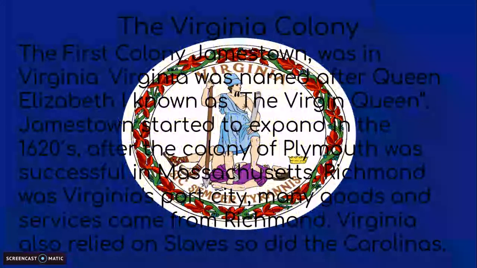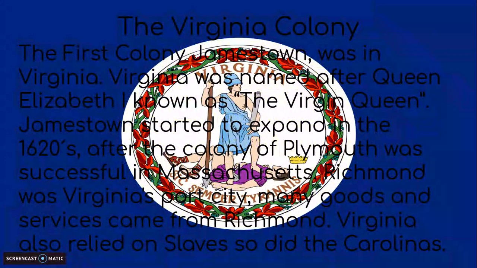And the Virginia colony, that was the first colony. The first city was Jamestown, 1607. If you've seen the movie Pocahontas, you'll know that and the whole story behind that. Virginia was named after Queen Elizabeth I. She was known as the Virgin Queen. The Jamestown settlement expanded over the 1620s and all that. So it did have slavery. It was the main slave state, especially during the Civil War 100 years later. So that was a whole thing.